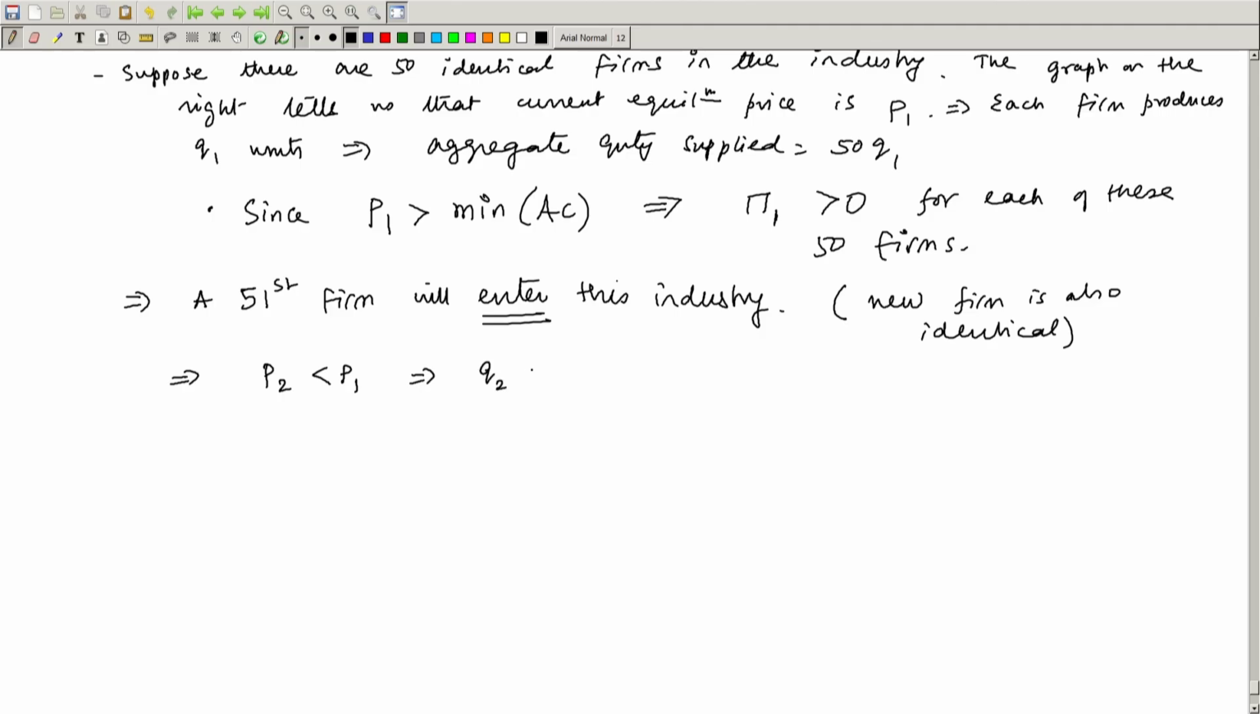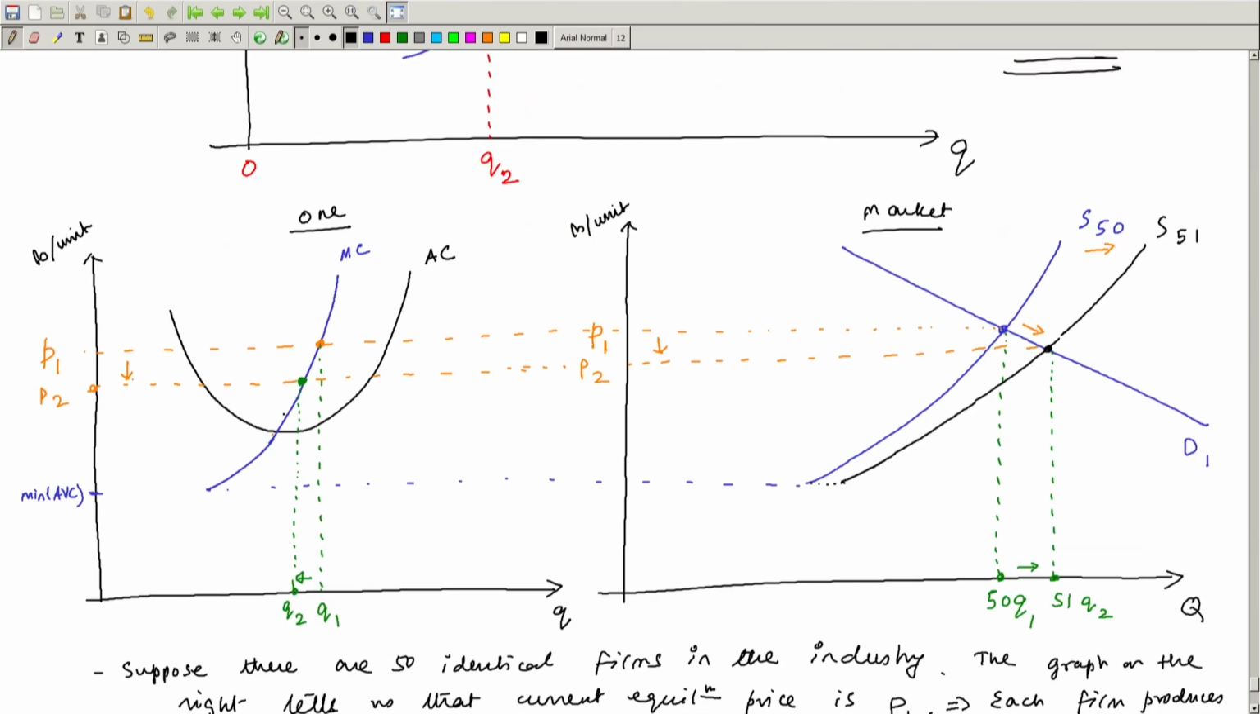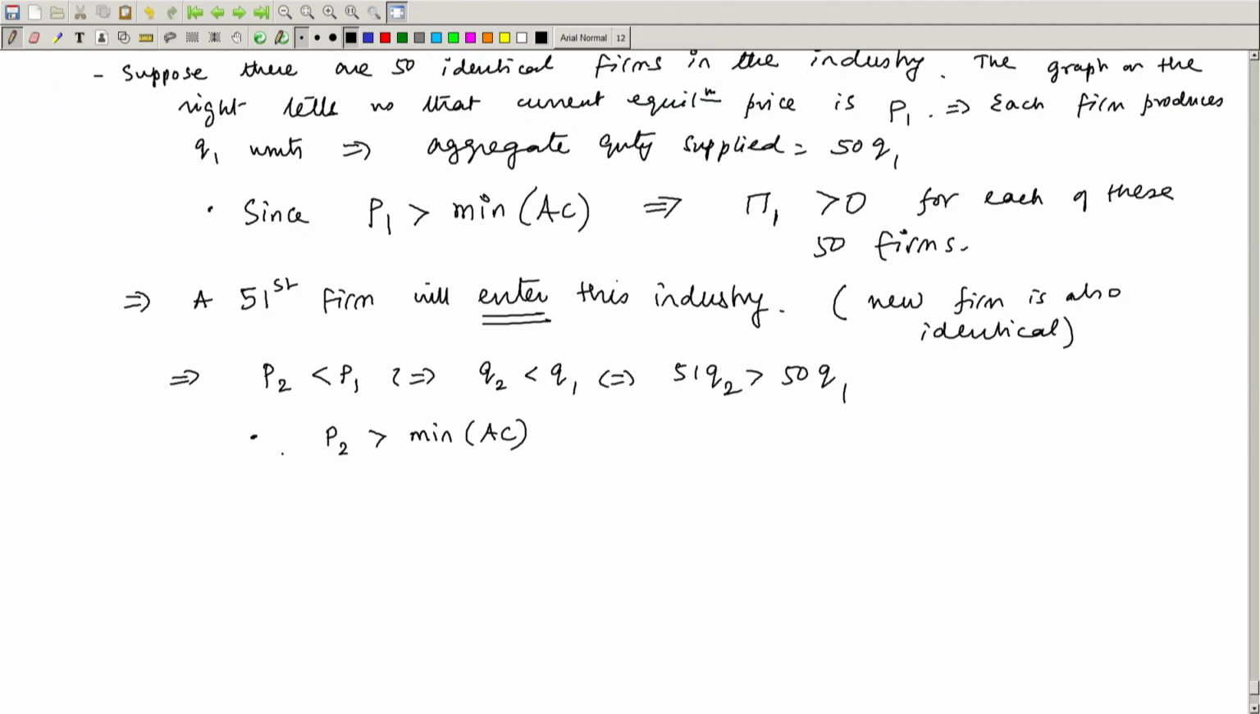Each firm's output is now smaller than the original output. However, 51 times Q2 is greater than 50 times Q1. We also know that P2 is greater than the minimum average cost, right. You can see from the graph that the price P2 is still greater than the minimum average cost. So, each of these 51 firms is going to be earning profit greater than 0, right. So, what does that mean?